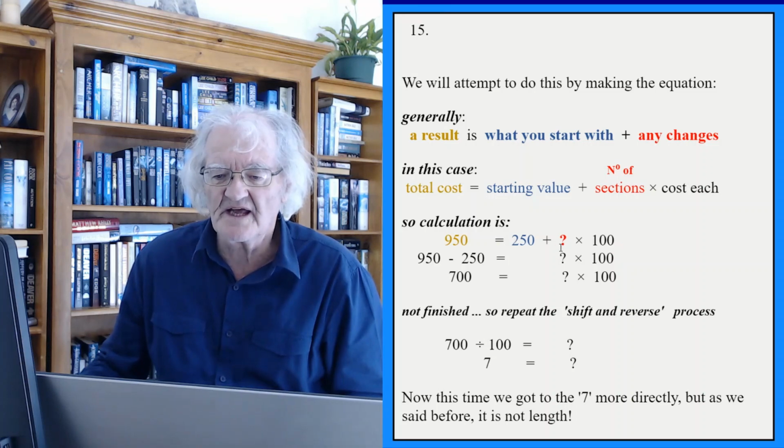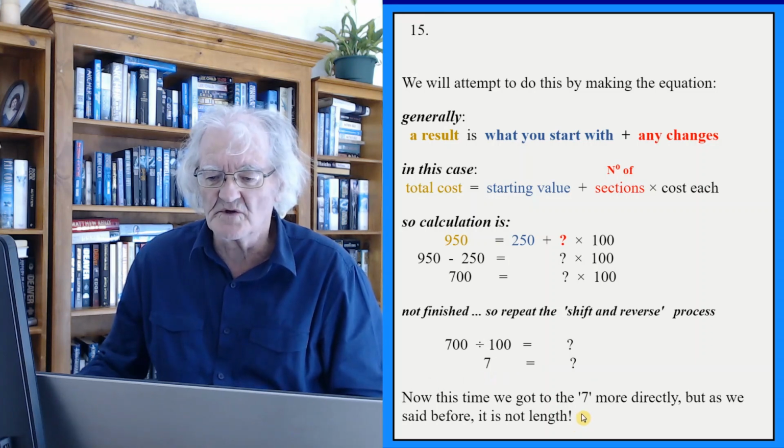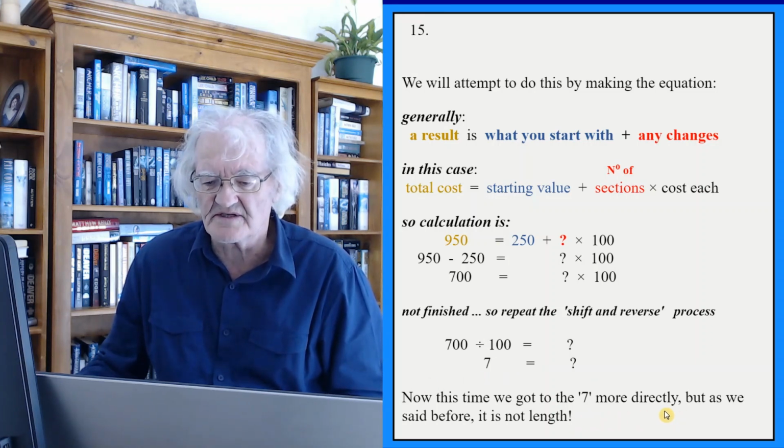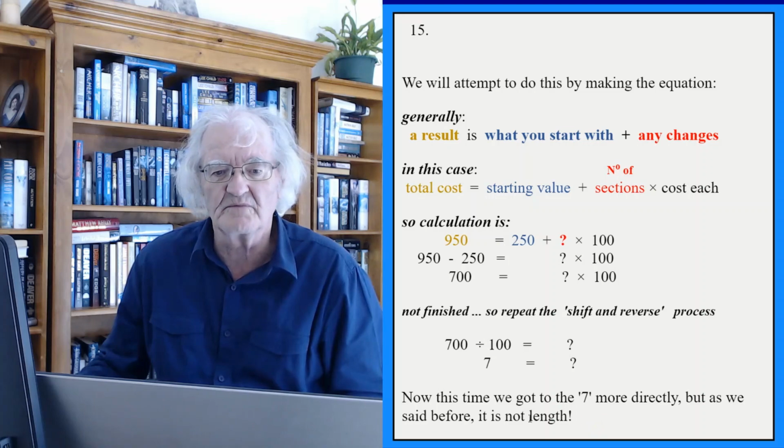Trying to isolate our unknown, shift the 250, it will subtract. We haven't isolated the unknown yet, so shift the 100, it will divide. This leads to the conclusion that the missing part of our equation is 7. Now, we got to the 7 more directly than we did previously, but as we've said, it's not the length, and so it's not the solution to the problem.